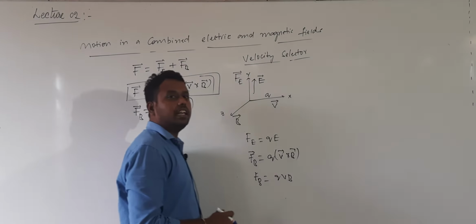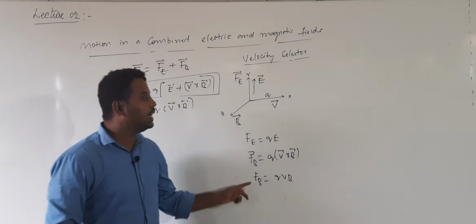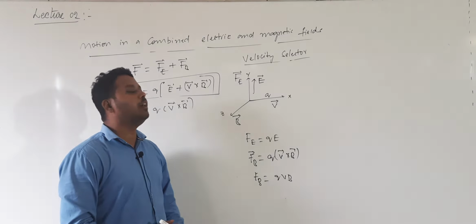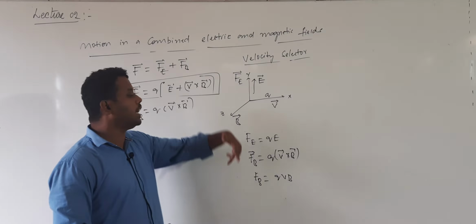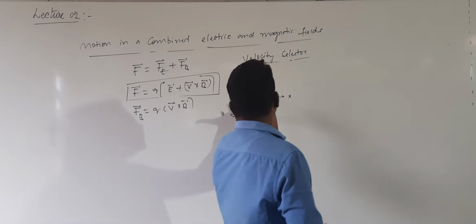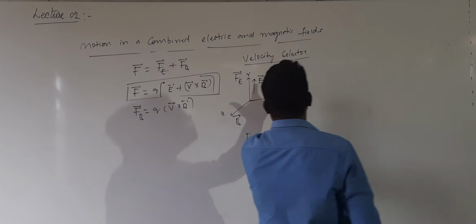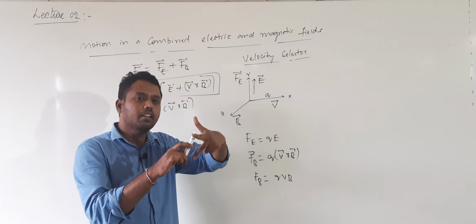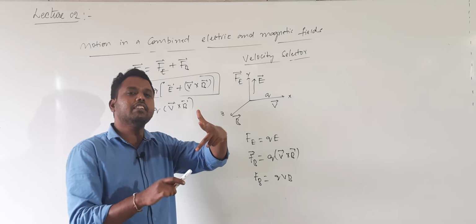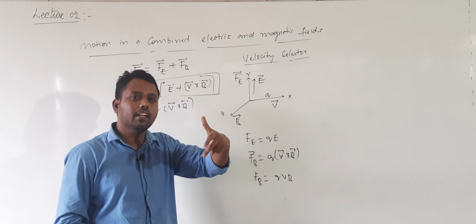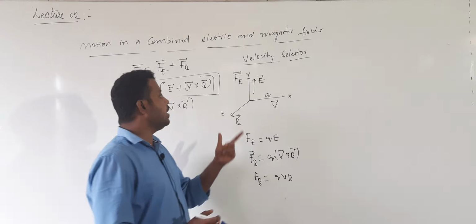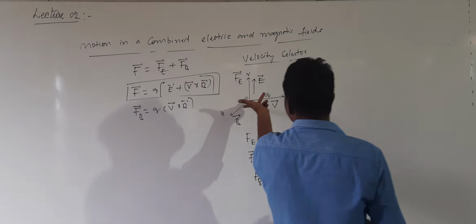How can I find the direction of this Fb? The direction of Fb can be calculated by using Fleming's left hand rule. According to Fleming's left hand rule, the forefinger indicates the direction of magnetic field, the central finger indicates the direction of velocity, and the thumb indicates the direction of force acting.